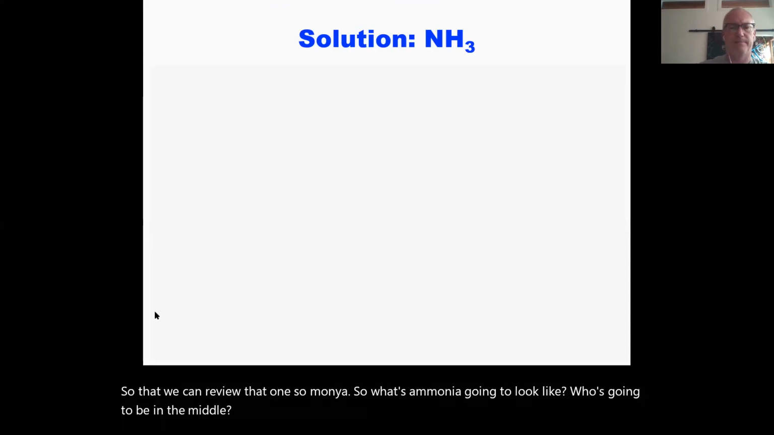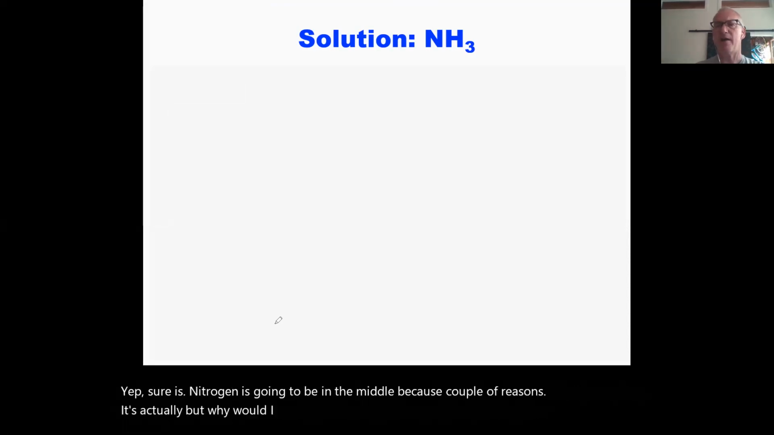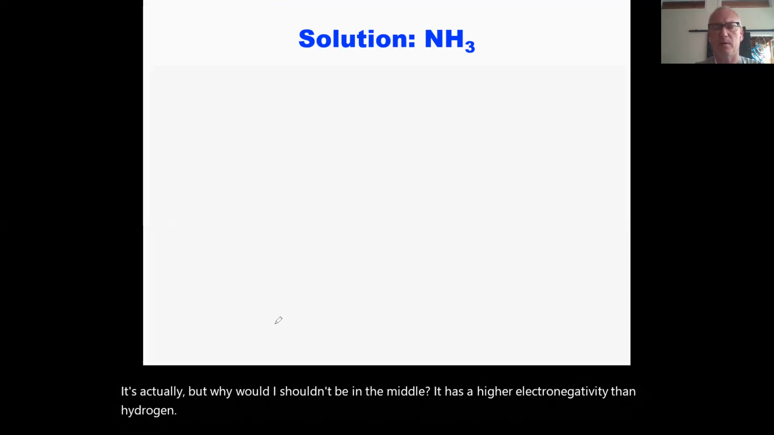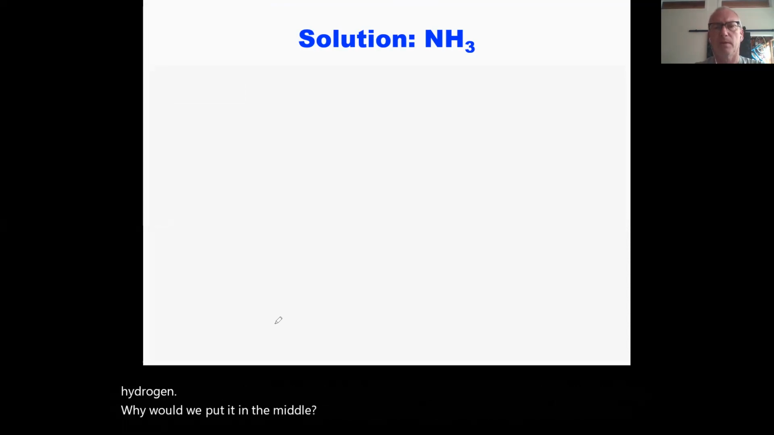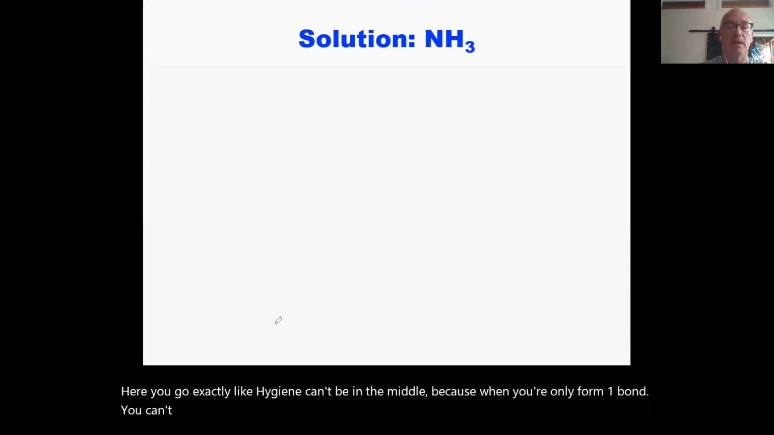Nitrogen? Yep, sure is. Nitrogen's going to be in the middle. But why would nitrogen be in the middle? It has a higher electronegativity than hydrogen. Why would we put it in the middle? Hydrogen can only bond once. There you go. Exactly. Hydrogen can't be in the middle because when you only form one bond, you can't be in the middle. So even though nitrogen is more electronegative, it goes in the middle.